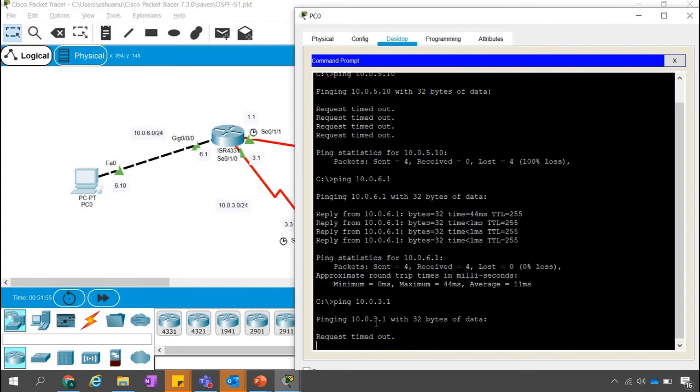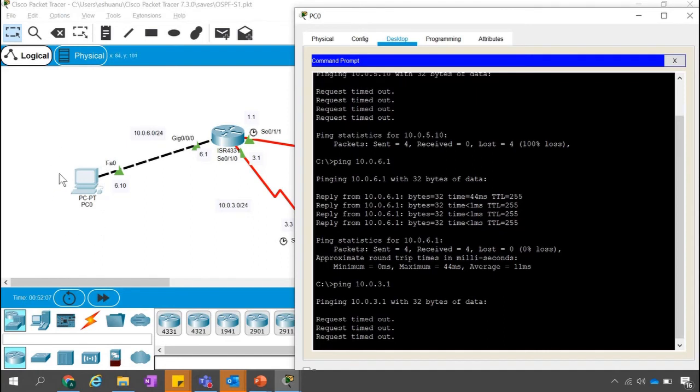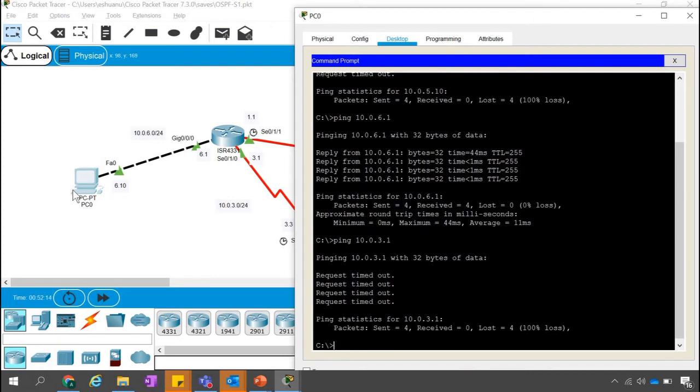No, it's not pinging. You see, it's not pinging this time, right? Why is it not pinging? Because this computer, this PC0, is not having any information about where to send that packet. If the packet reaches 6.1, then it should be able to ping that one. But let's try to ping the other interface 1.1.